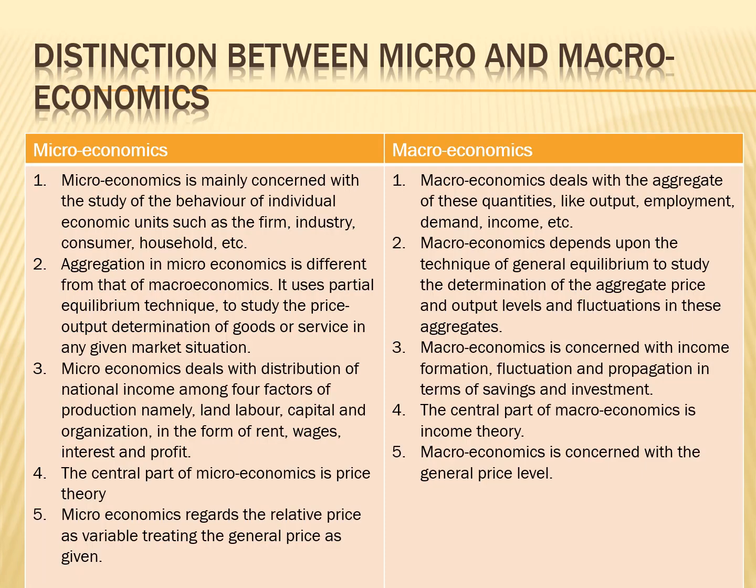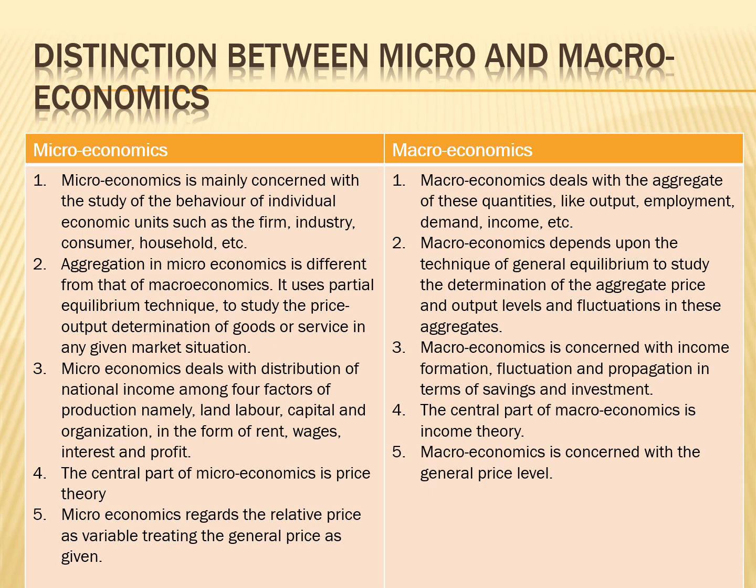Distinction between micro and macroeconomics. Microeconomics can be distinguished from macroeconomics, which is explained as under. First one is microeconomics is mainly concerned with the study of the behavior of individual economic units such as the firm, industry, consumer, household, etc. On the other hand, macroeconomics deals with the aggregate of these quantities like output, employment, demand, income, etc.